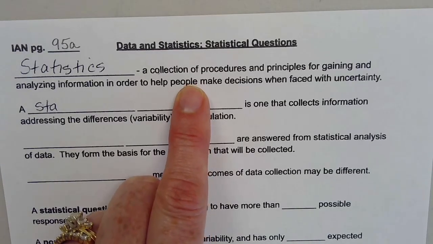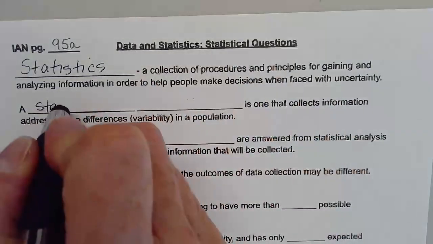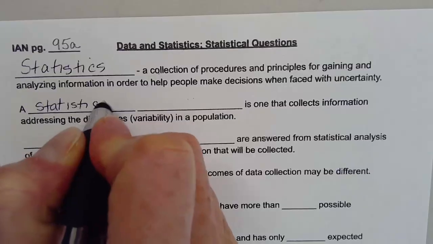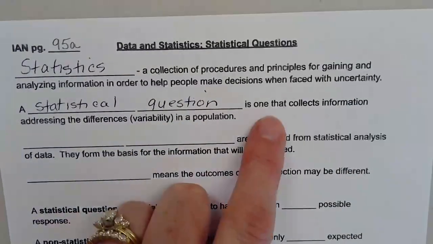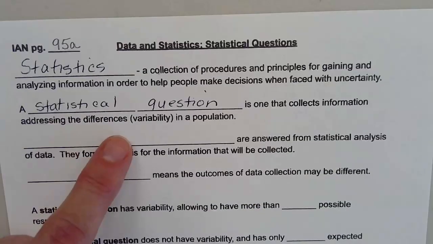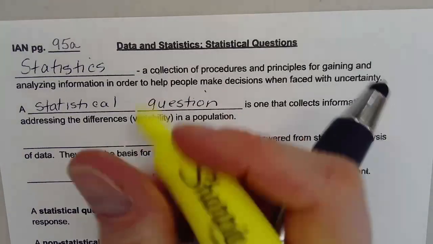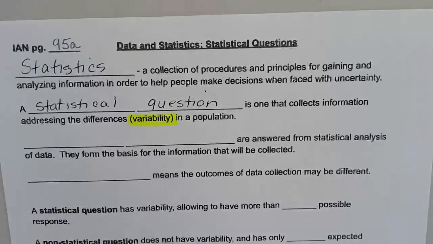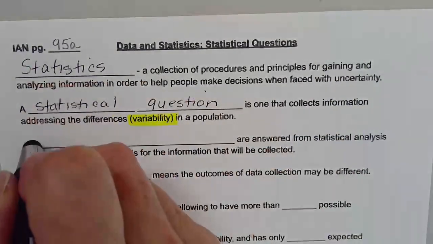All right, so statistics, we just talked about, being that you're collecting data or information so that you can make a decision, okay? A statistical question, that's at the top if you need it to copy. A statistical question is one that collects information addressing the differences or variability in a population. Variability means when you're getting answers, you're not expecting a certain answer, you're expecting them to be different kinds of answers. Now, that is important for something called research questions.